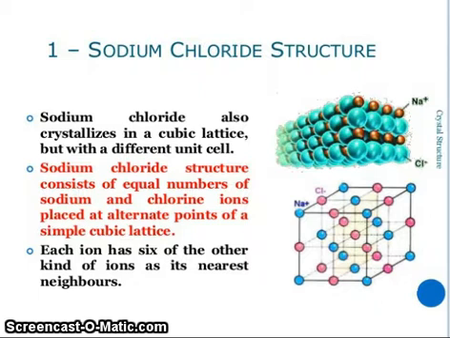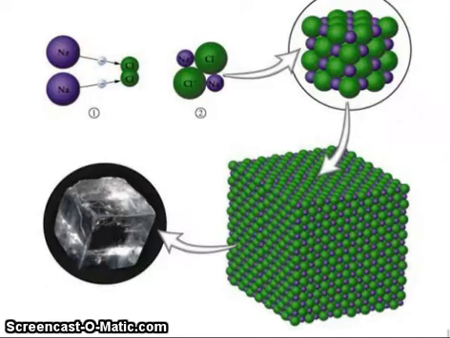Sodium chloride structure consists of equal number of sodium and chlorine ions placed at alternate points of a simple cubic lattice. You can see in this figure. Each ion has 6 of the other kind of ions as its nearest neighbors. Now you can see sodium and chlorine, how chlorine size is big in comparison to sodium and how it is making the crystal.